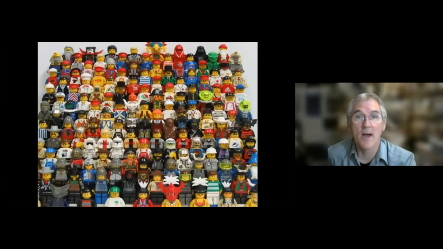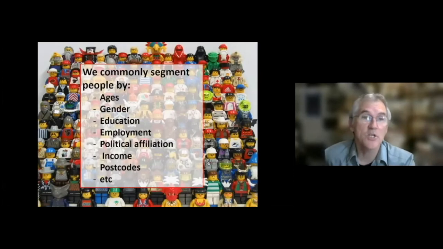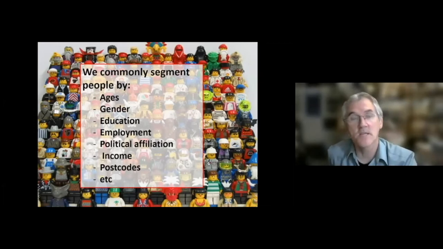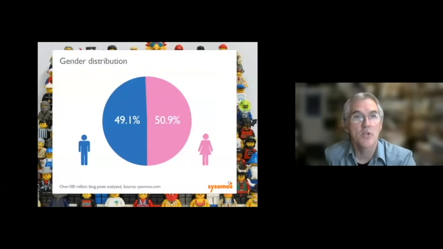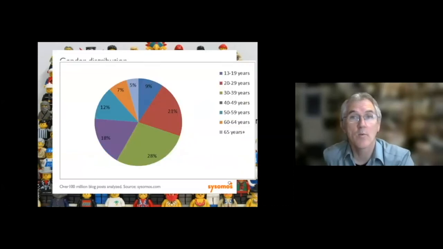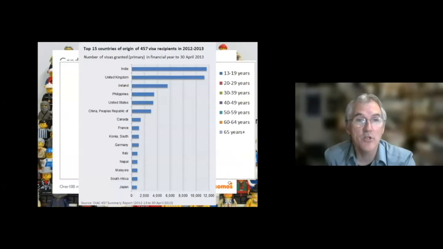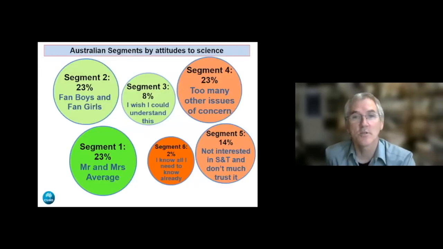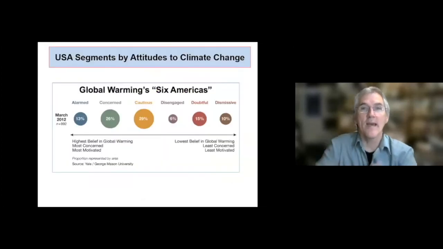Now we can break them up by age, gender, education, employment, political affiliation, income, postcode. So 67 individuals out there are taking part in the seminar today. We could break you up by gender. We could break you up by age. We could break you up by countries of origin. We could break you up by using things like the Myers-Briggs personality test that some of you may have done over time, which shows differences based on Jungian psychology, the 16 different personality types. We could break you up by attitudes to science. We could break you up by attitudes to climate change.